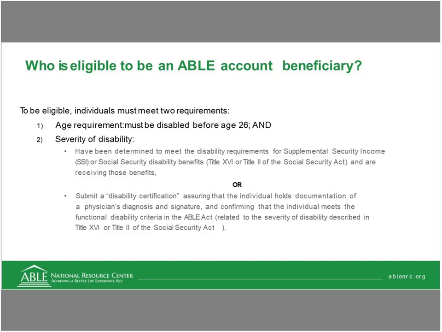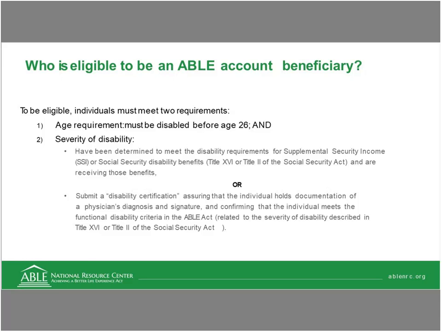So let's say that you do meet the age criteria. There is a second prong that you must meet, and that relates to the severity of the disability. So you can meet that in one of two ways. The first, you could have been determined to meet the disability requirements for supplemental security income or Social Security disability benefits and are receiving those benefits. So that basically means that you are currently a recipient, a beneficiary of either SSI or SSDI, and that disability occurred, or you had an onset of that disability, prior to your 26th birthday, then you're good to go. You're able to open up your ABLE account.